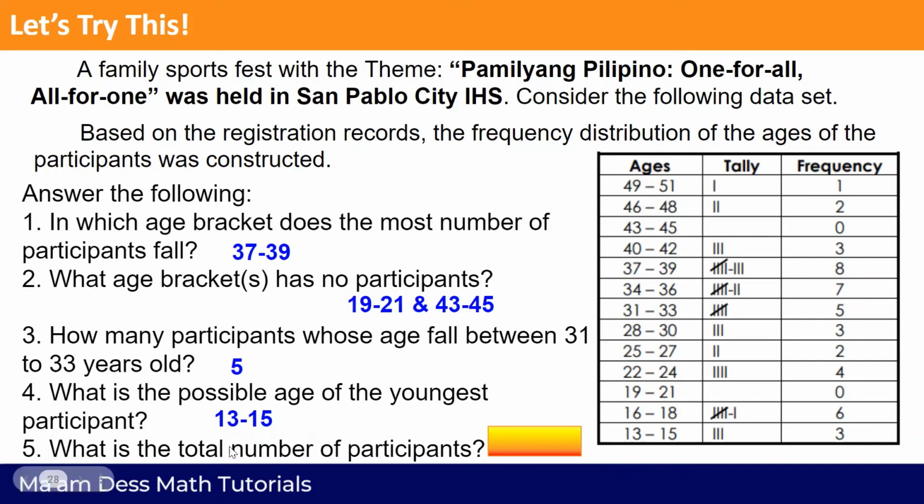And number 5, what is the total number of participants? Ano daw total number of participants? So, paano natin makukuha? You have to add all the frequency and then you will get the number of participants. And our answer is 44. So, i-add po natin yan, yung frequency na yan, and then you will get 44. Okay? I hope may natutunan po tayo.